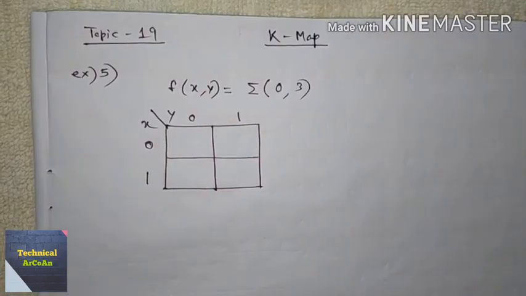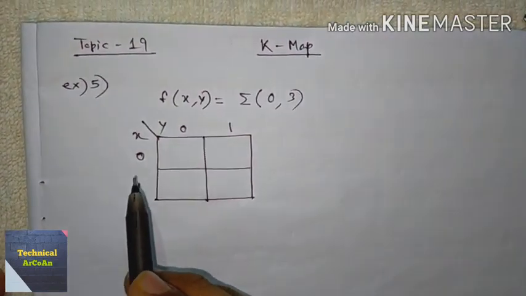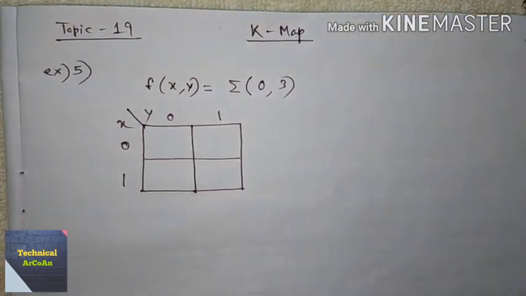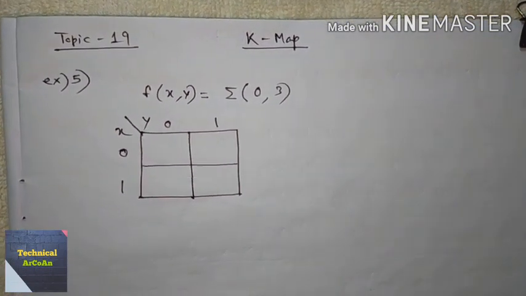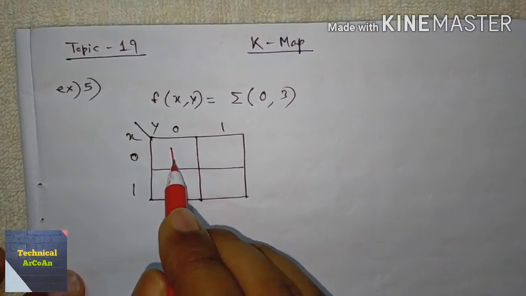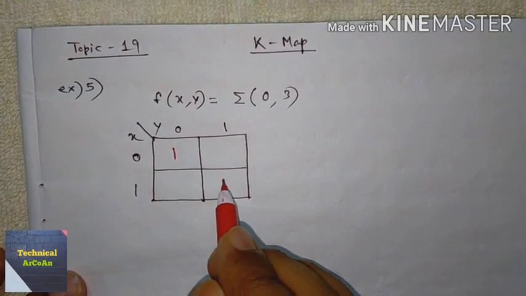Okay. Now the fifth example is concerned. We again take 2 variables. Now 2 positions are given. One is 0 and another is 3, meaning m0 and m3. So this is your m0, that's why it's a 1. It's m1, m2 and m3.